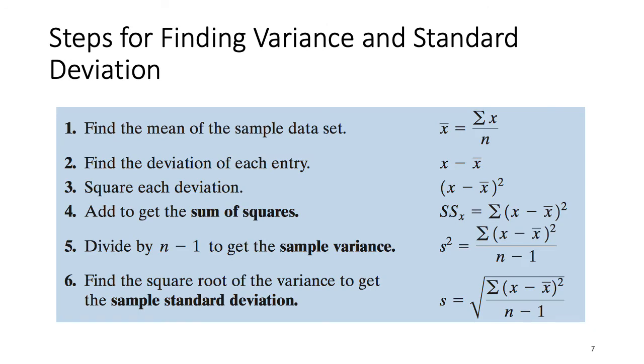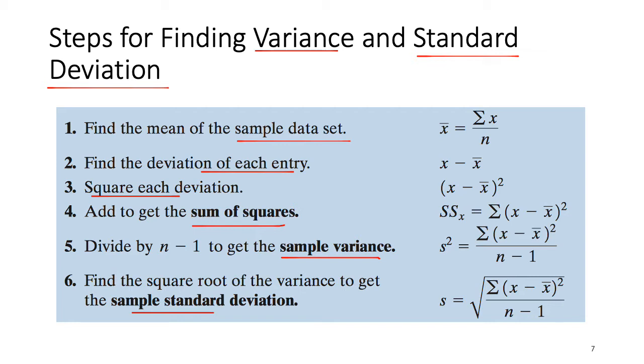The steps to finding variance and standard deviation. So we find the variance on the way to finding the standard deviation. So the first thing we do is find the mean of the sample data set. Second, we find the deviation of each entry. Then we square each deviation. Then we add up the sum of squares. Then we divide by n minus 1 to get the sample variance. And finally, we take the square root to get the standard deviation. We'll be using a chart to fill in column by column all of these different steps.